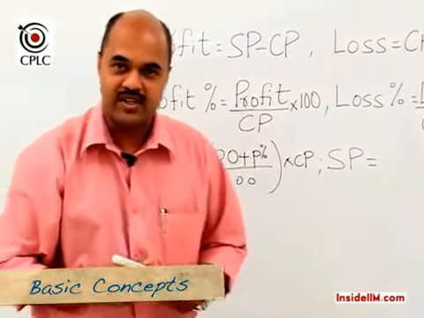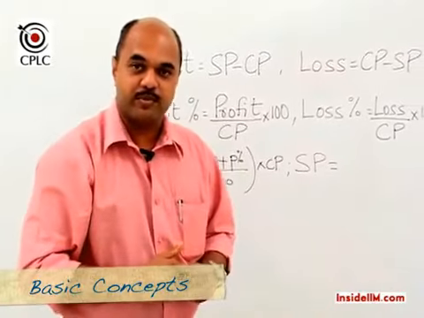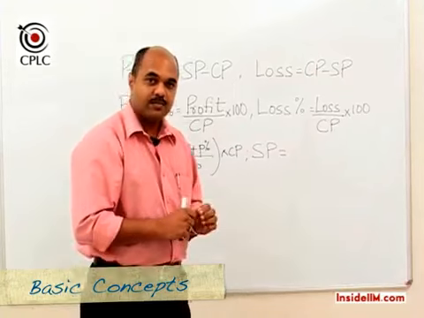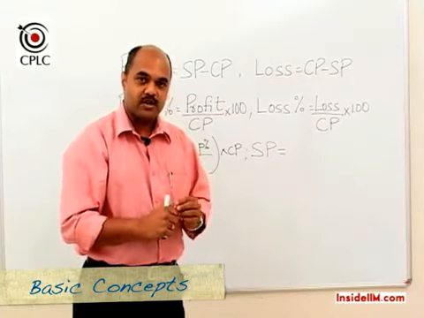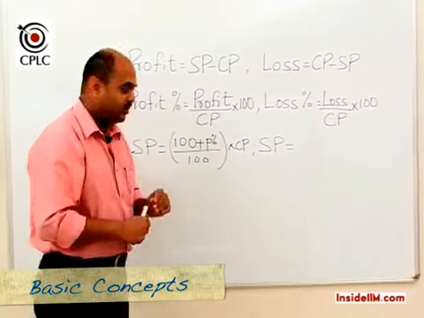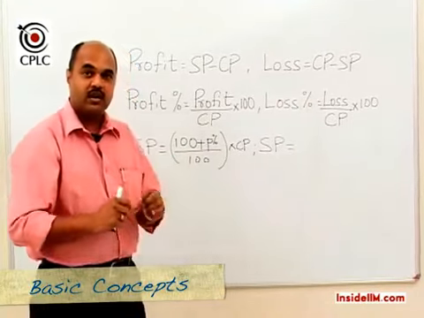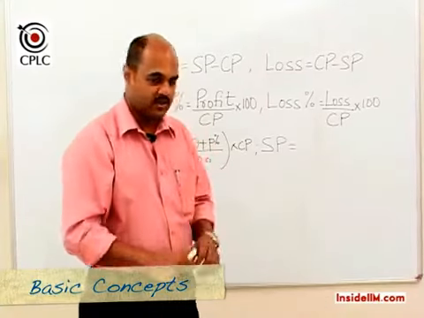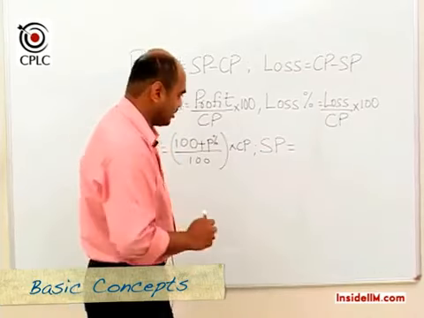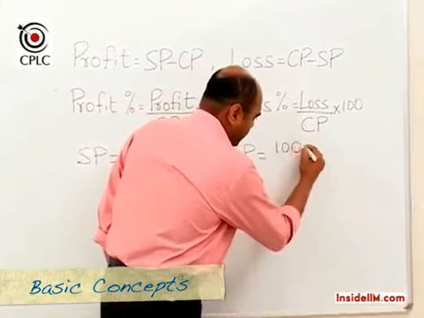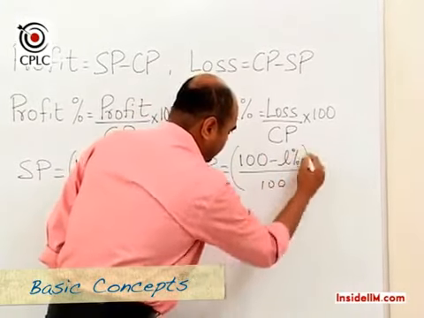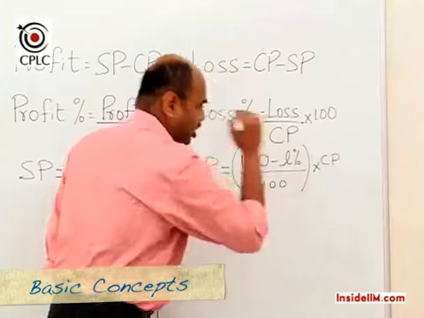So if we take a simple example, suppose we say that the profit percent is 20%, then it simply means that the selling price would be 20% more than the cost price, and hence if I use this kind of a formula, it would mean that selling price would be 120% of the cost price. On the other hand, if the situation is a loss situation, then the selling price would be 100 minus the loss percent upon 100 multiplied by the cost price.